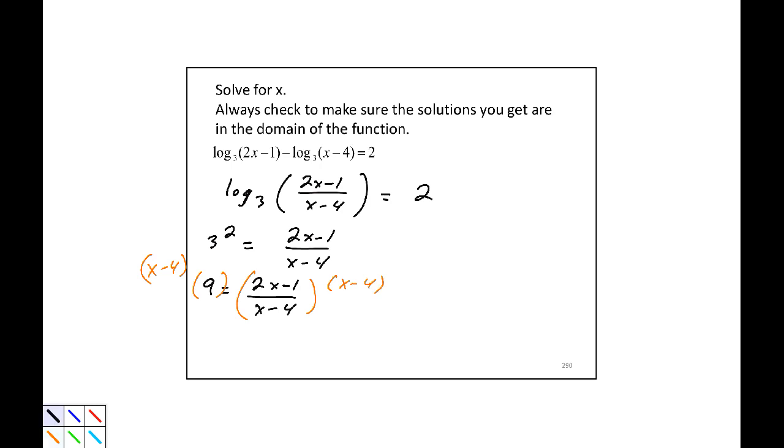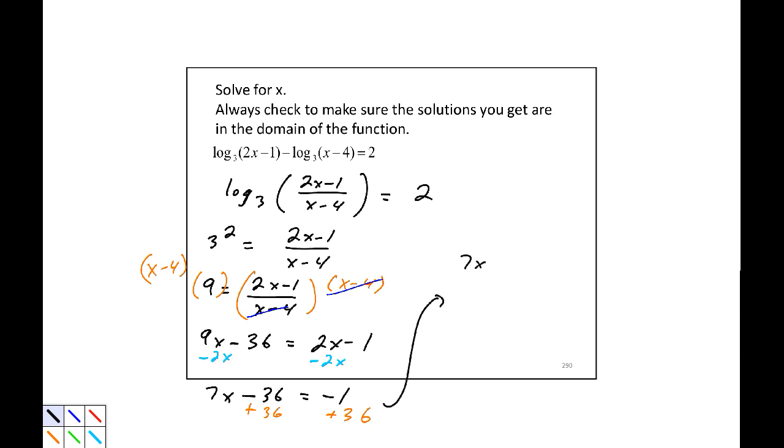So on the left-hand side, we arrive at 9x minus 36 equals, and the denominators become a 1, so we have 2x minus 1. Now we can solve this by subtracting 2x from both sides. So that would be 7x minus 36 equals negative 1. We will add 36 to both sides so that we have 7x equals 35, and then last dividing by 7, x equals 5.